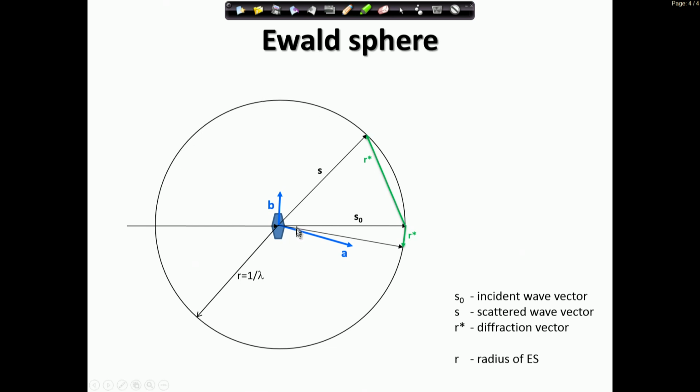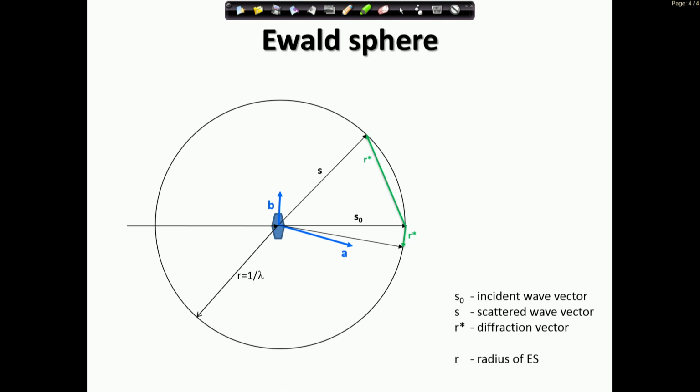So in the Ewald construction, the crystal, which is here, the blue object, is placed in the center of a sphere with the diameter of 1 over lambda. So the diameter of the sphere is the reciprocal of the wavelength of the radiation we are using. And then S0, this direction, is the direction of the incident beam. So the beam comes from here and hits the crystal and then penetrates the crystal and continues in the horizontal direction. The direction S here is one of the possible directions of scattered radiation. So the radiation may be scattered from the crystal in all directions, and we choose just one of them and denote it S. And the vector R star is the so-called diffraction vector. That's just the difference S minus S0.